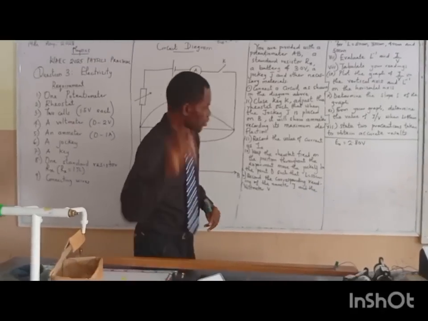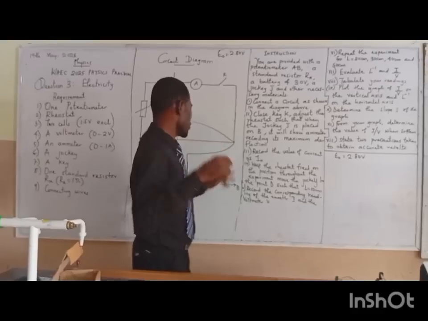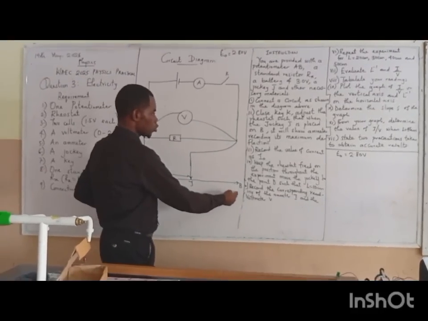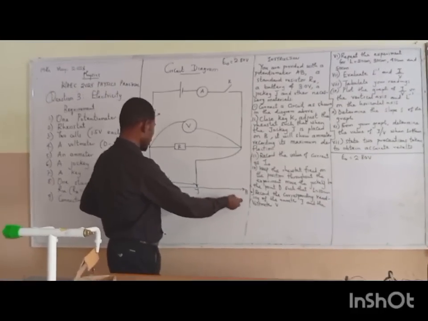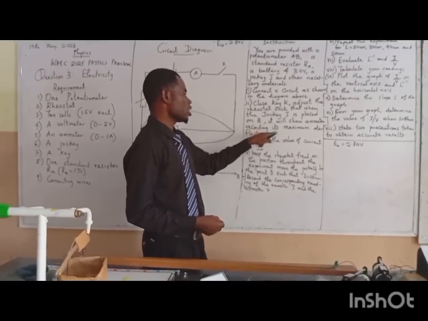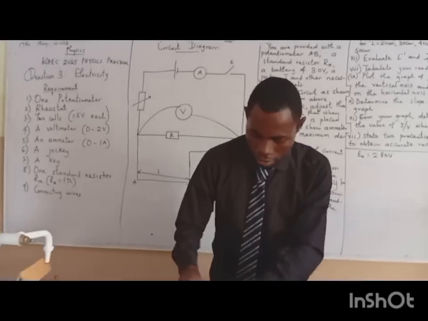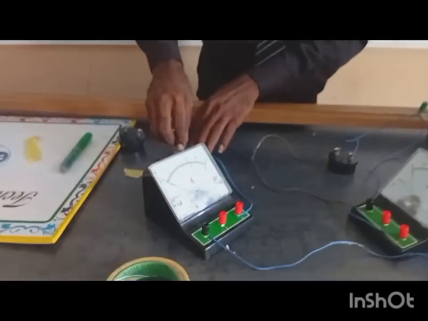Close the key. Adjust the rheostat such that when the jockey is placed on A or B, anyone can call it, the ammeter will show its maximum deflection. Camera closer to me. I want to show something now. I want to close my key.